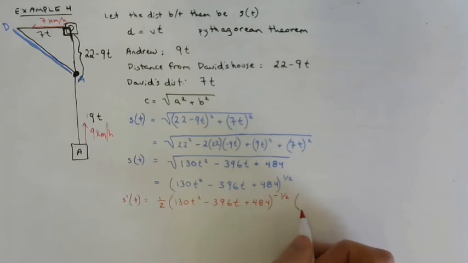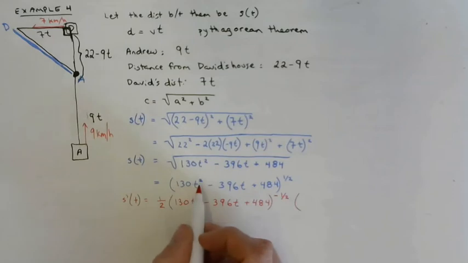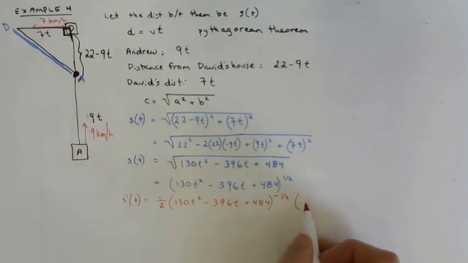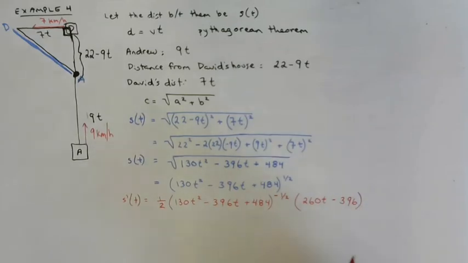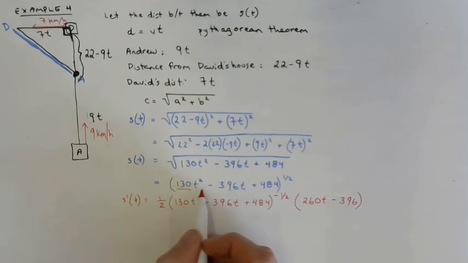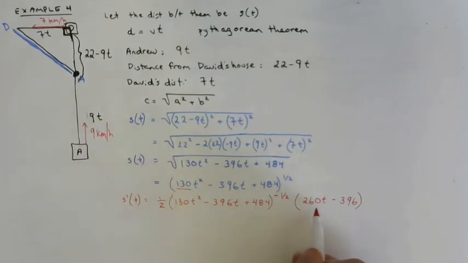And then we're going to multiply by the derivative of the inner function, which is 130 times 2t, which would be 260t, minus 396. Wait, where do we get 260 from? So you leave this multiplier out front, and you take the derivative of your variable, which is t squared. So the derivative of this is 2t. Okay, 2t times 130 is 260t.